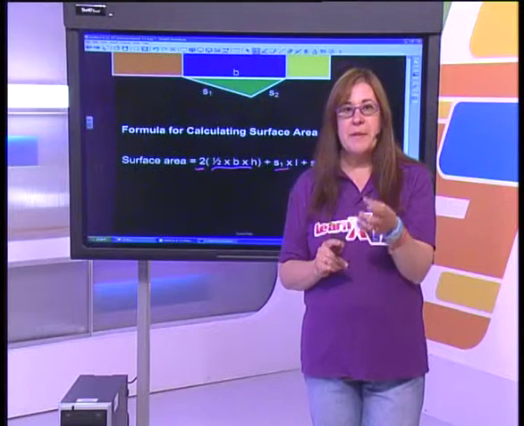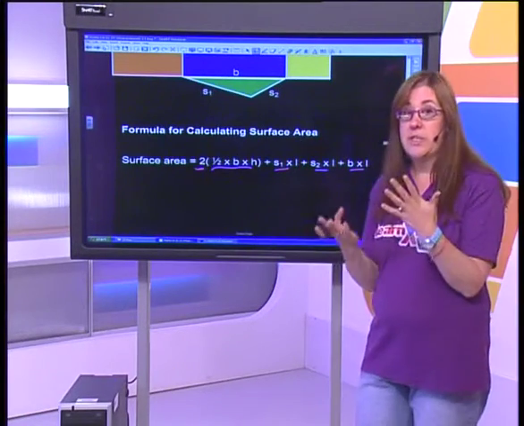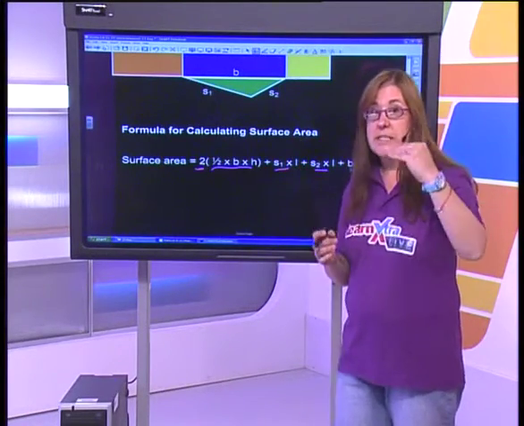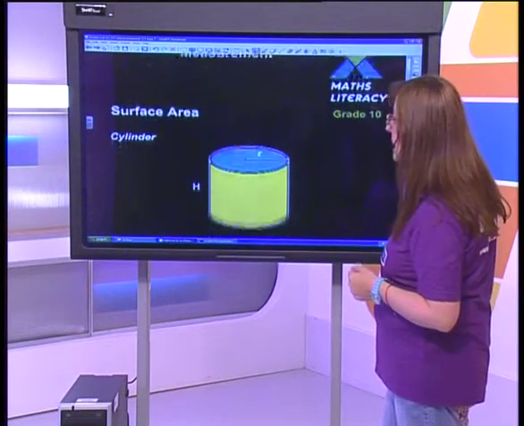Now guys, remember, these seem complicated, but you probably will be given the formula to actually do these calculations. So within the question, they will still give you the formula you need. Let's move on to our cylinder.